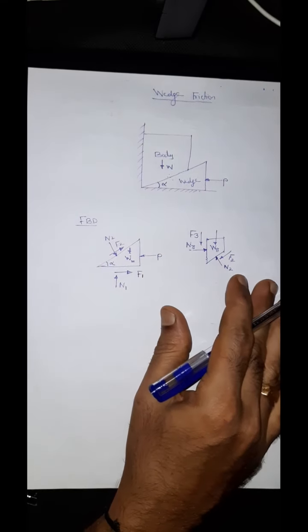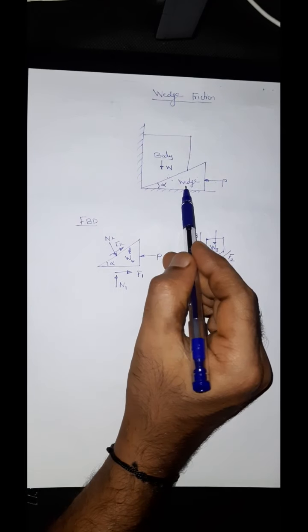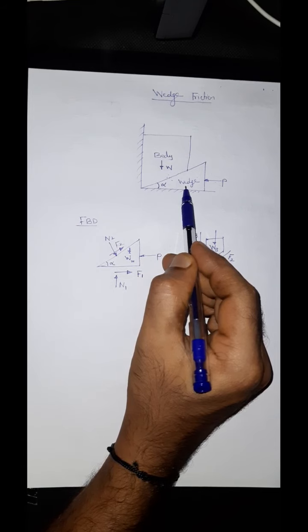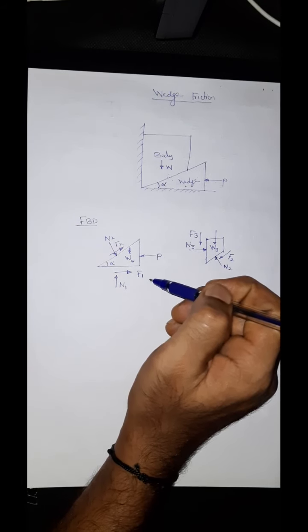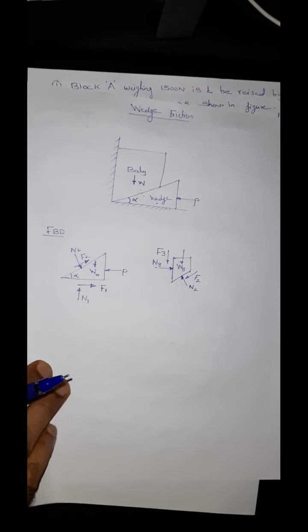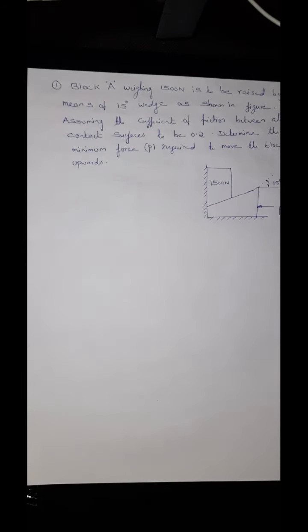So this is how we draw the free body diagram of the wedge. Here the wedge is in horizontal position. If it is in vertical position, you consider it in the same manner. So for your better understanding, we'll solve a problem on the horizontal wedge, so you can easily understand it. Right. So this is the question.